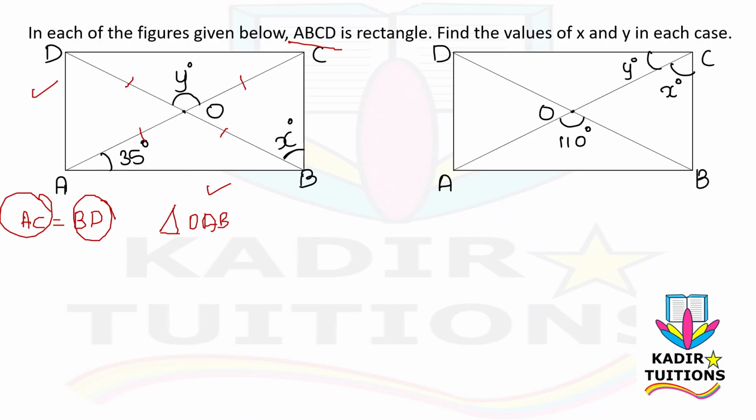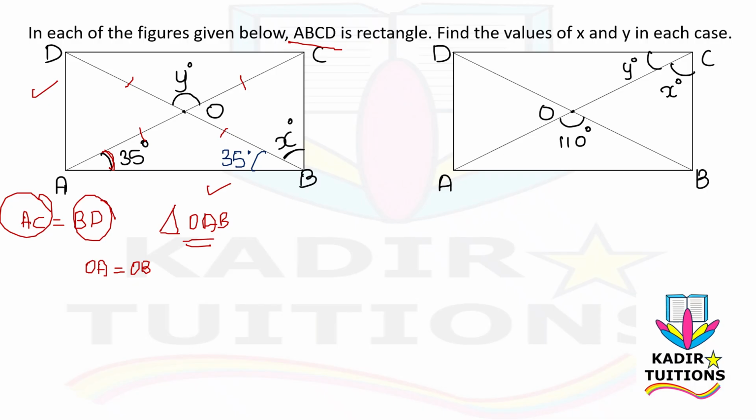So then if I consider OAB as a triangle, that is going to be an isosceles triangle. The reason is OA equal to OB. So if this is an isosceles triangle, they have given the OAB measurement. So obviously the OBA is also going to be 35 degree only. So we have found this one. And we know another property, all the corners are going to be 90 degree. All angles in a rectangle are 90 degree.